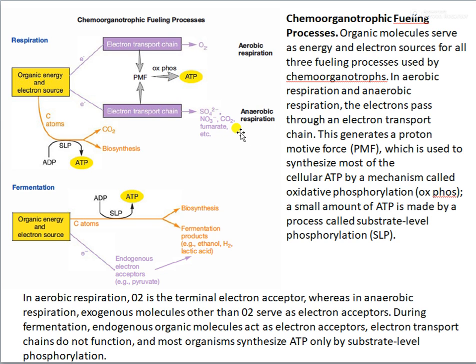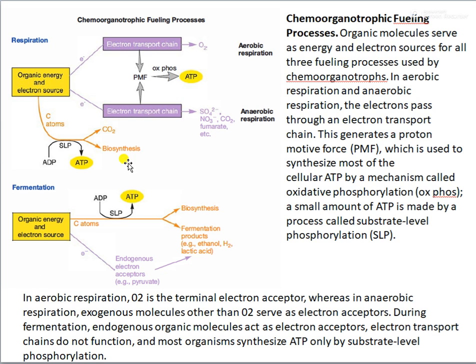And in some cases, this organic energy and electron source can be utilized, and the electron acceptors will be intermediate compounds within the body itself. So now here, which is the terminal electron acceptor? It is oxygen. These are all exogenous. They are not being produced by the organism, they are provided by the environment and the bacteria uses them.